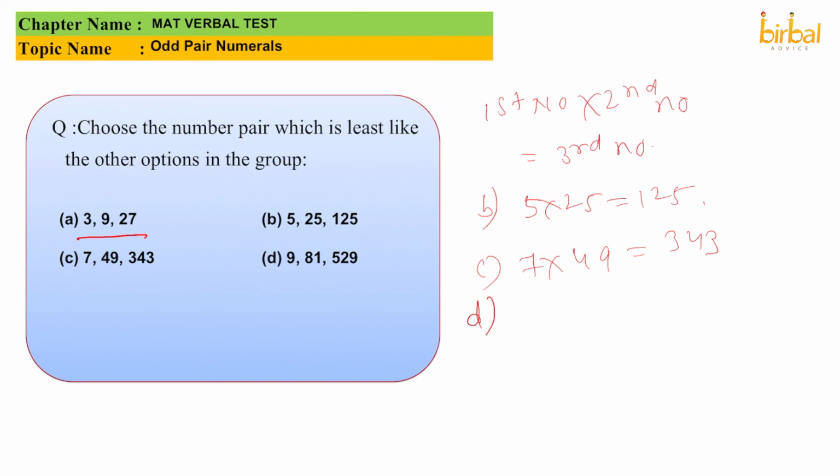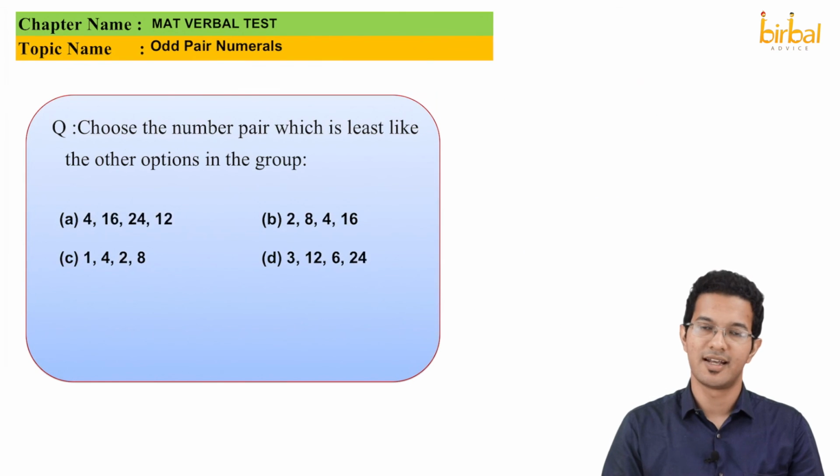But if you look at option D, which is 9 into 81, this does not give me 529. Hence, I can say that since it is not following the pattern of first number into second number and that is equal to third number, we can say that option D is the right answer. Let us look at the next MCQ.